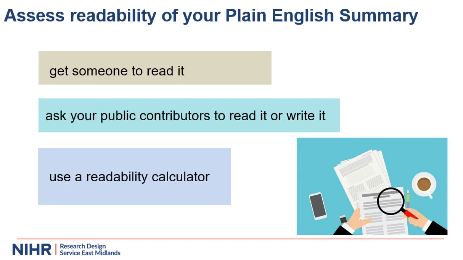So, once you have written your plain English summary, how can you assess its quality? How do you know if it is readable by a broad audience? Well, the best way is to ask your public contributor group to take a look, or it might be even better if you ask them if they would like to write the plain English summary for you. There are a number of online tests available to test the readability of your summary, such as SMOG, Flesch-Kincaid and Gunning Fog Index or FOG. However, I would not rely too heavily on these. I think it's often better to ask someone else to read it.